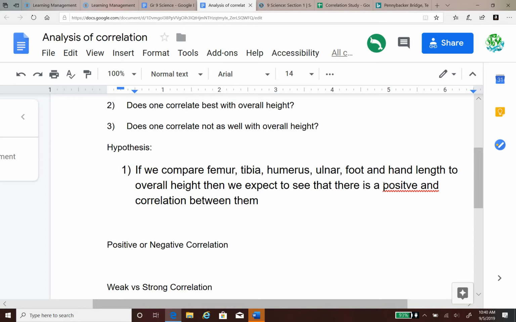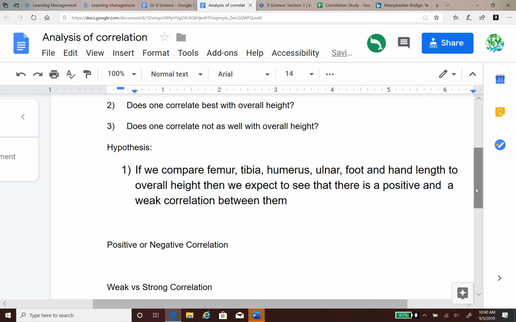What do you think? Weak or strong? Weak? Okay, let's go with that. That's fine. Again, it's just a hypothesis. So obviously my English needs some work, but a weak positive correlation between them. That's going to be our hypothesis.